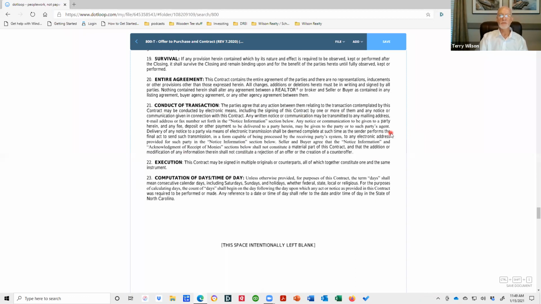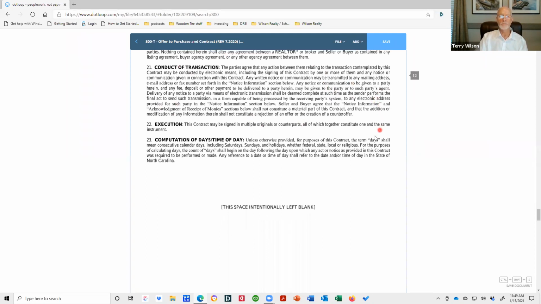This paragraph says communication to the agent is the same as communication to the client. So if I represent the seller and the seller agrees to the terms and signs this contract, and I call the buyer's agent and say, congratulations, the seller has accepted, the buyer's under contract, even if the buyer doesn't know it. Because this paragraph says communication to the agent is the same as communication to the client.